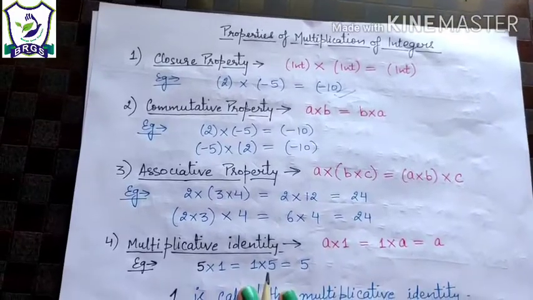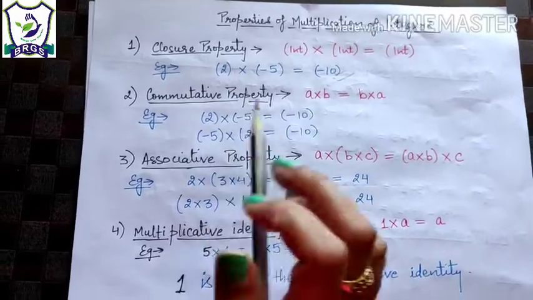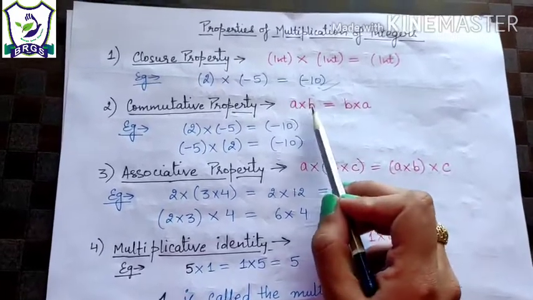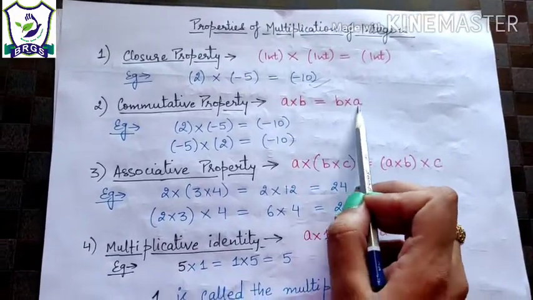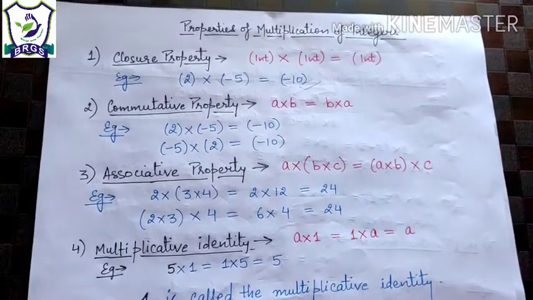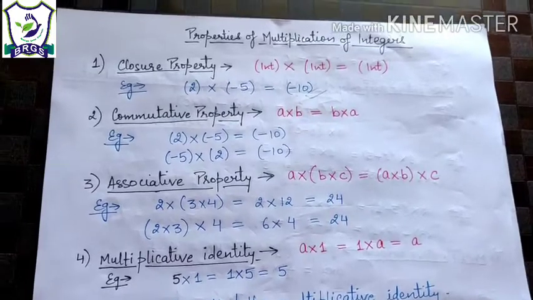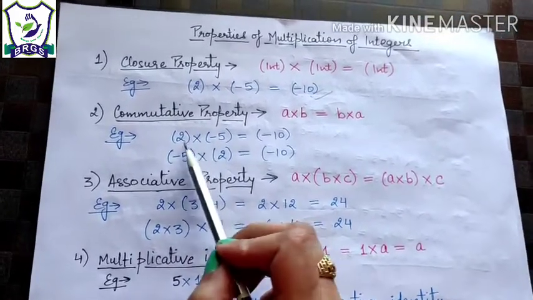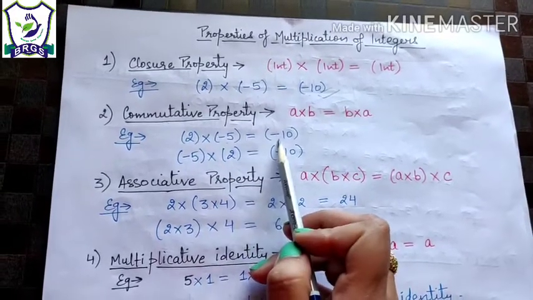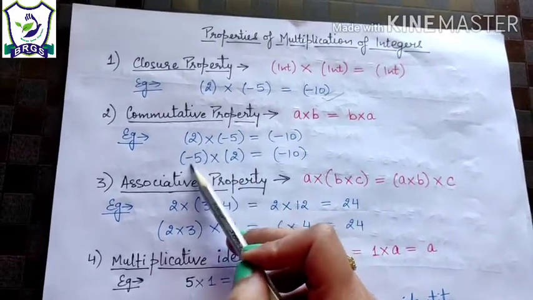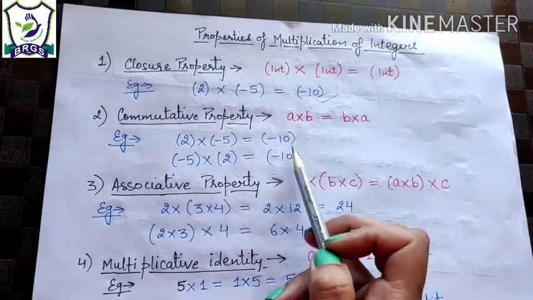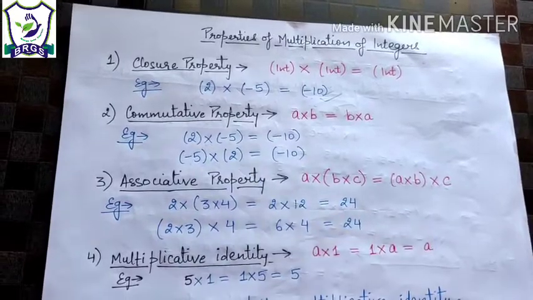So it is closure. Commutative property means the order of the integers. If a into b is equal to b into a, this property is called the commutative property. Multiplication of integers is commutative. How? See, I have taken two integers, 2 and minus 5. So 2 into minus 5 is minus 10. If I change the order, minus 5 into 2, then also the product is minus 10. In both cases the product is the same, so it is commutative.